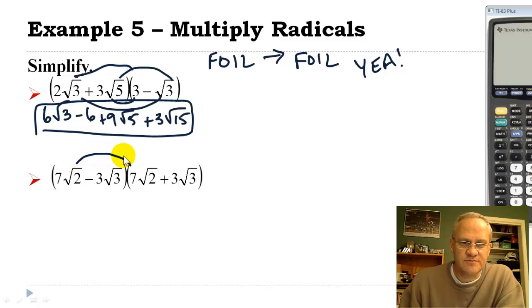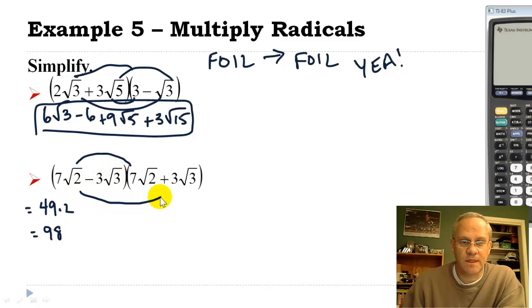Okay, I'm going to go first. So I go 7 times 7 is 49. Those can multiply together. The square root of 2 times square root of 2 is square root of 4 or 2. Okay, which that's going to give me 98.